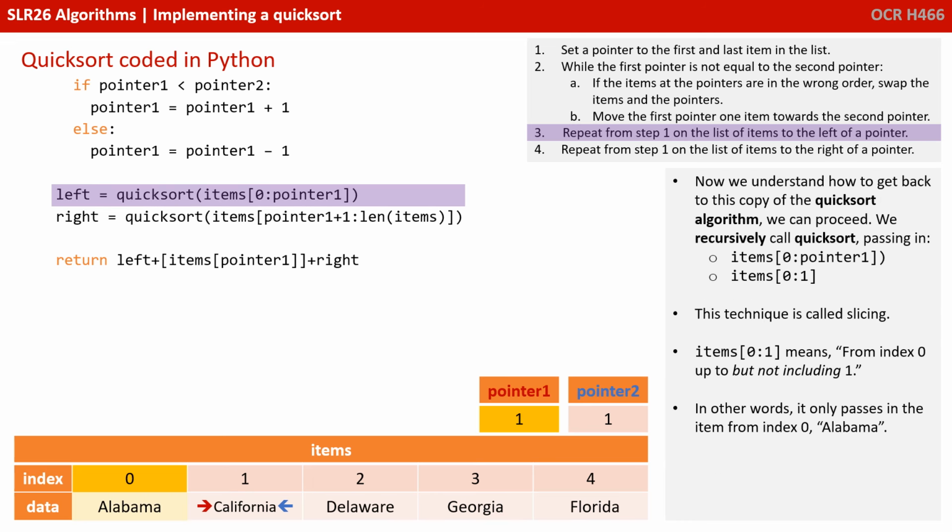Now we understand how to get back to this copy of the quicksort algorithm, we can proceed. So we start by recursively calling quicksort, passing in items 0, pointer 1. Well, pointer 1 is 1, so that passes in items 0, 1. Now this is a technique called slicing, which is available in Python. So items 0, 1 means from index 0 up to, but not including 1. In other words, it only passes in the item from index 0, Alabama. And that makes sense, as we're passing in everything to the left of our pivot point, which is California.